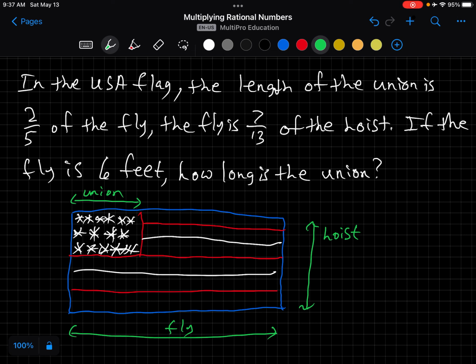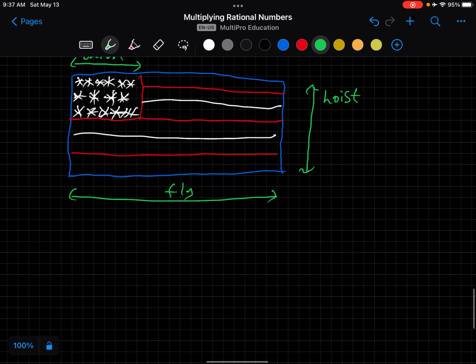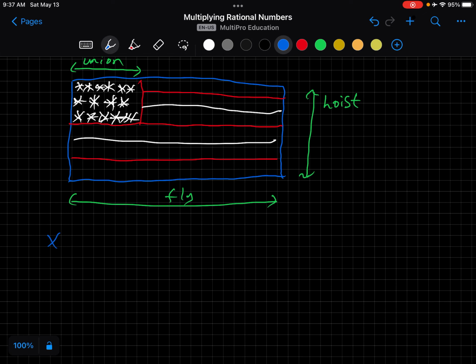Alright, now that we know what the flag looks like and which part is which of the flag, let's solve this problem. Alright, I'm excited. I hope you're excited. So let's define some variables here. Let's say that x is the fly, which is 6 feet from the problem. And let's say that y is the union, and we know that that is 2/5 of x.